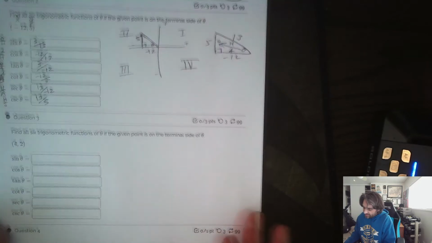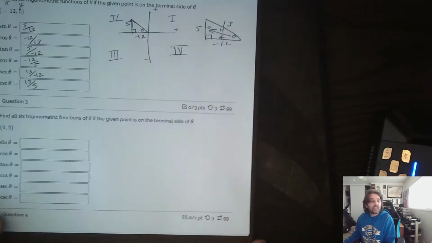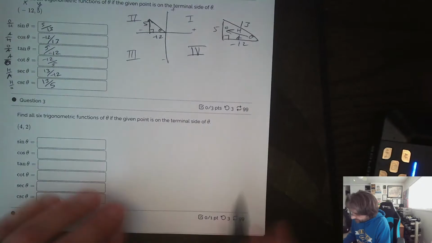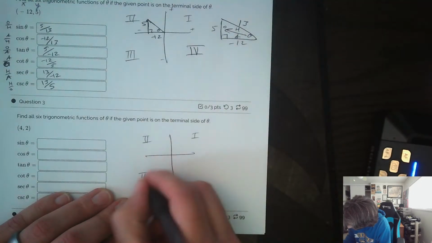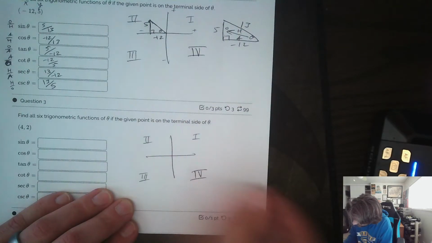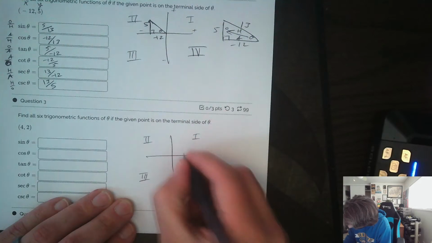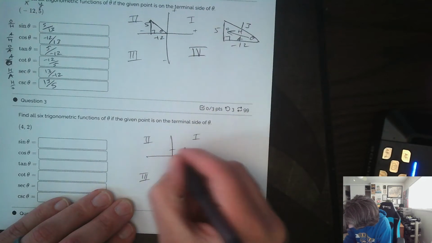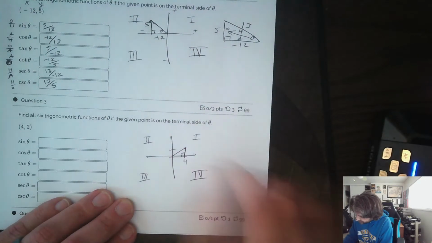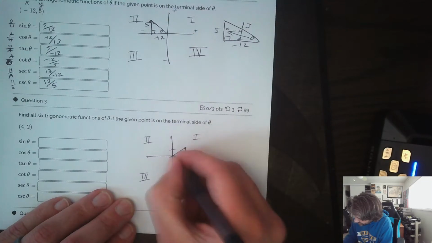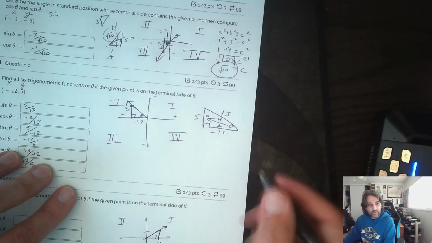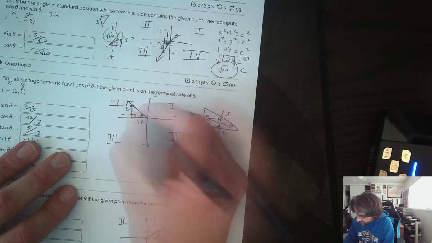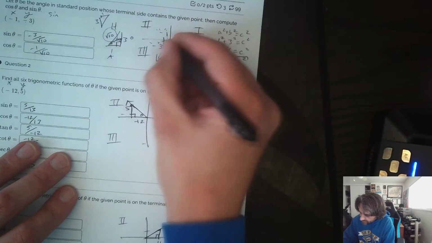All right. Number 3 is very similar. This time it says 4 and 2. So positive 4 would be like this, positive 2 would be like that. Triangle right there. Remember, when they give a point like that, you want to draw an arrow. That's my suggestion. Draw an arrow. And then the right angle is always going to be on the x-axis.